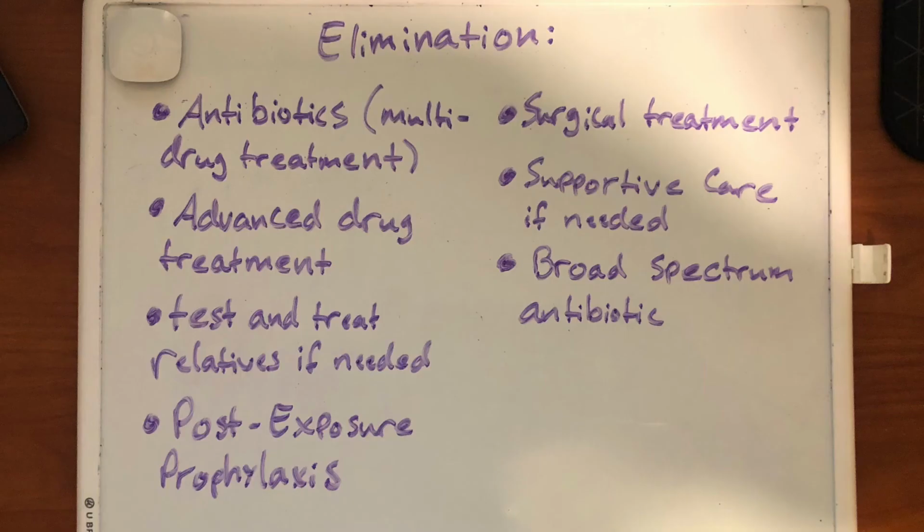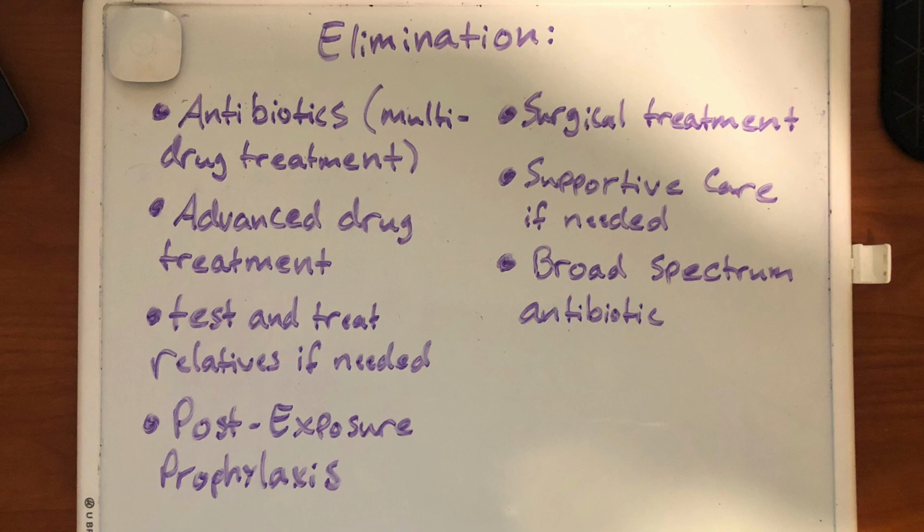As for elimination, here are the options. First, use a multi-drug antibiotic treatment. This will be used for a long time to completely get rid of the body infection, and it will use multiple drugs so as to deal with that infection. Second, use an advanced drug treatment for any antibiotic-resistant strains of tuberculosis, so it would be treated with more drugs and for a longer period of time.